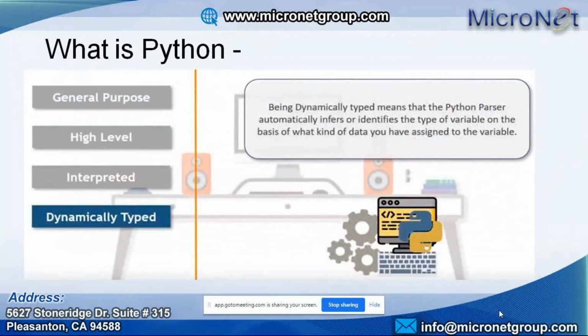Now, we'll try to understand what is dynamically typed. For example, what exactly is dynamic typing? Let's suppose you want to declare a variable to store a number. Then you have to mention what should be the size of it, what should be the type of it. Whereas in Python, it's not needed.